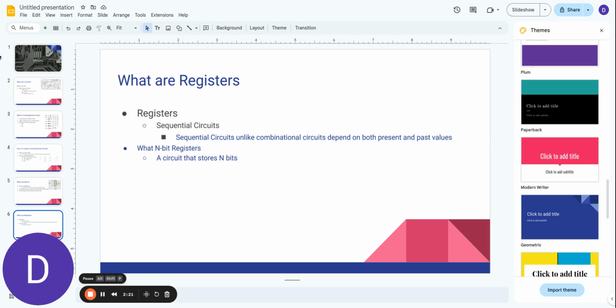Next, we'll talk about sequential circuits. These circuits need to handle both present and past values. So how do they operate? They use things called registers. A register is a circuit that stores a certain number of bits and can update them based on control signals. An example of this would be an n-bit register, which stores n bits of data. These registers update their values when a clock input rises. Basically, a clock keeps all the registers synchronized.